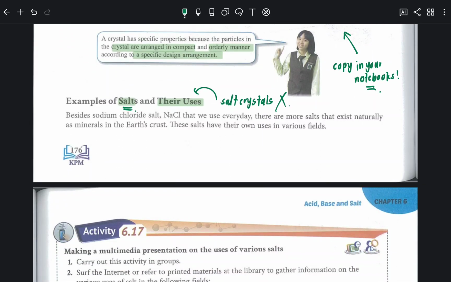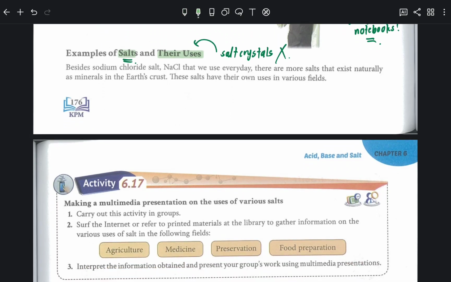Okay, so sekarang all the examples and the daily life applications we will learn for salt, not salt crystals. Faham? Okay, so memang after this pun you learn about the preparation of salt, qualitative analysis of salt, effect of heat on salt. You will learn about that. You won't learn any single thing about salt crystals already. So takat ni je lah dah habis.